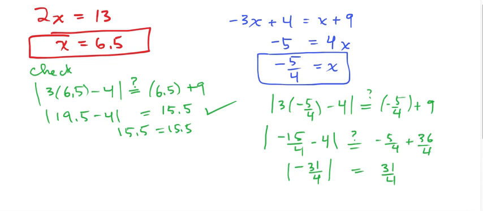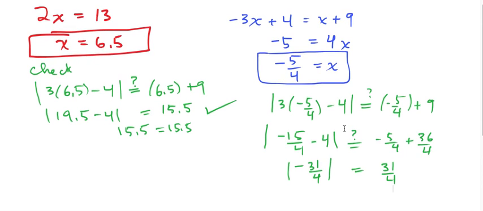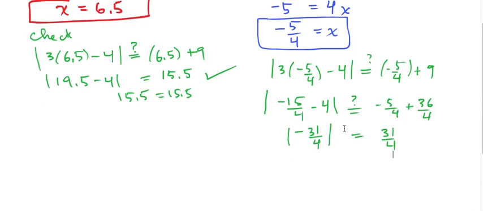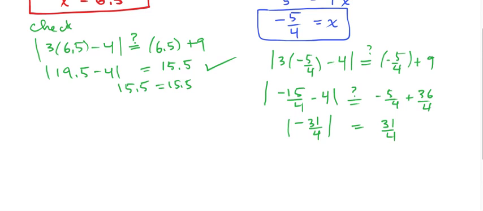And this is going to turn out to be true, right? Because the absolute value, remember, has the effect of making everything positive. So 31 over 4 is in fact equal to 31 over 4. Check. And we are done with this problem.